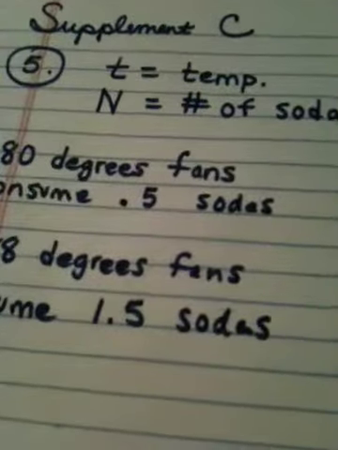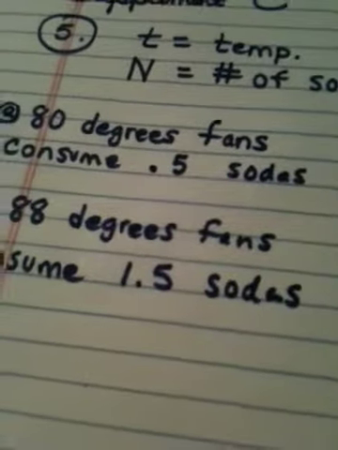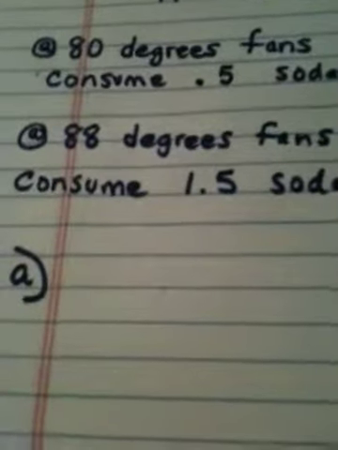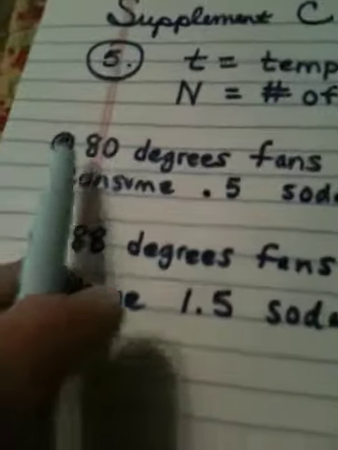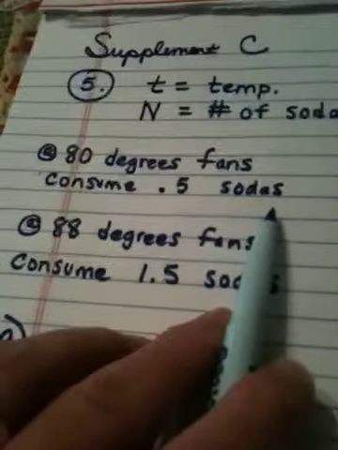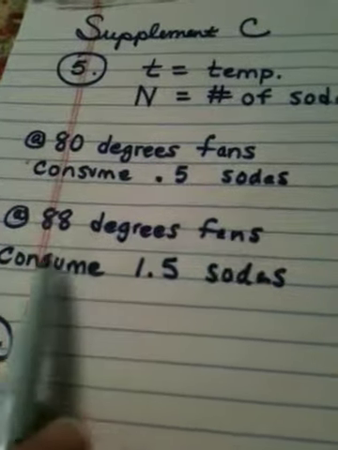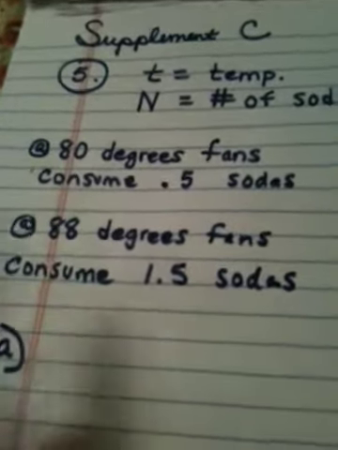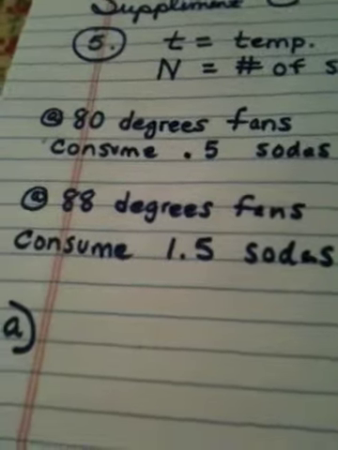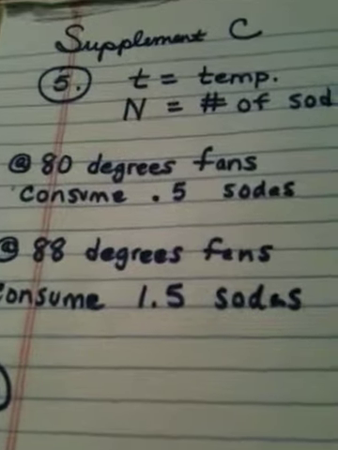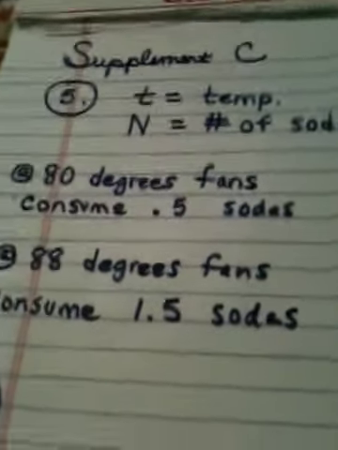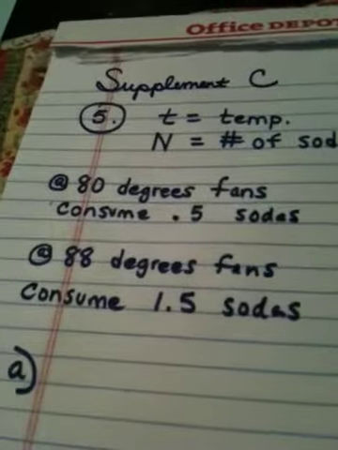They've also told us this. The minute they said linear, they told us that y equals mx plus b is somehow going on here. Now, they give us data. At 80 degrees, fans consume half of a can of soda. At 88 degrees, fans consume 1.5 sodas. Now, obviously, you can assume the slope is positive because it said specifically it increases linearly as the temperature increases. Well, that makes sense. 102 degrees, we're probably getting real thirsty.